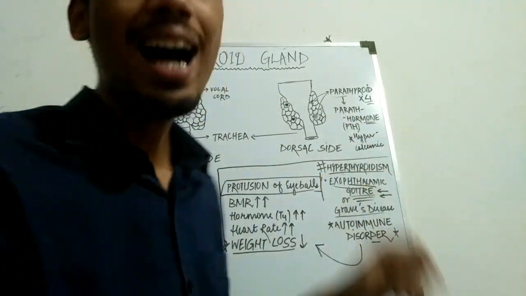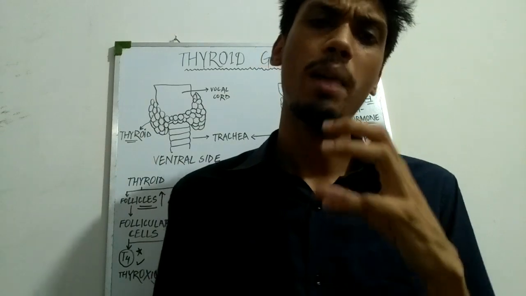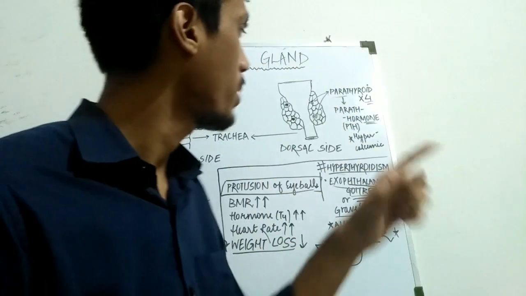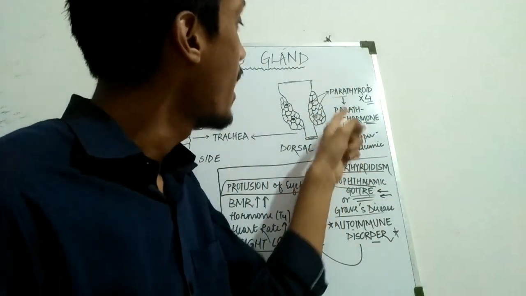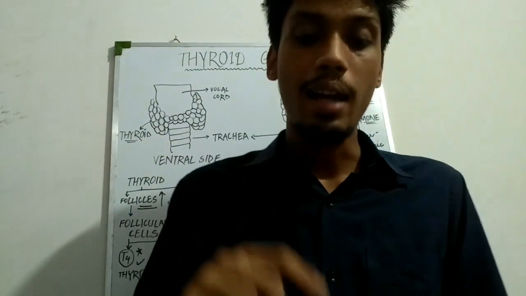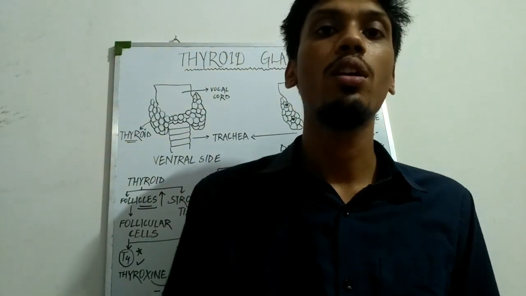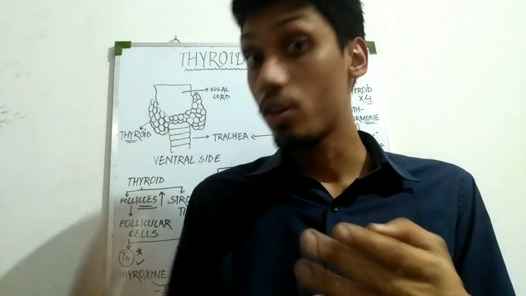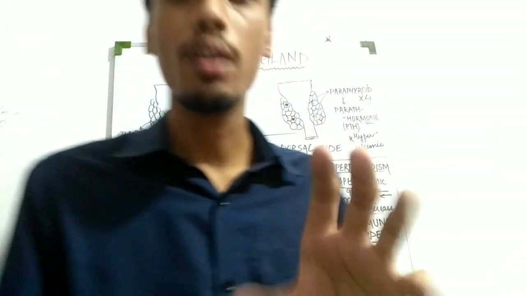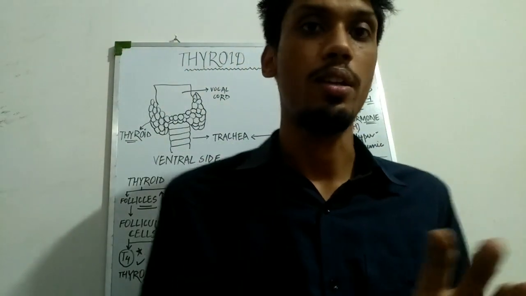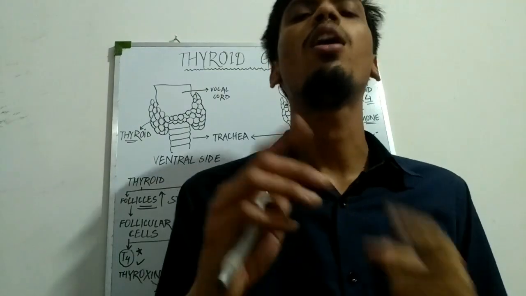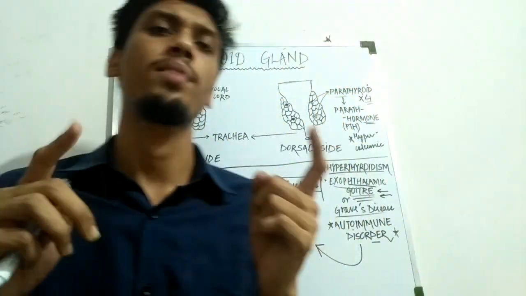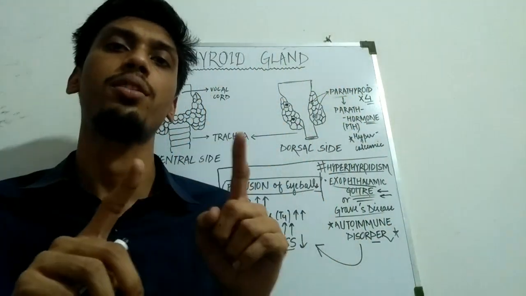parathormone. Why I am discussing a bit about the parathyroid gland is because it releases this hormone, and this hormone acts antagonistic to the hormone which parafollicular cells were secreting. Antagonistic to thyrocalcitonin. Antagonistic means opposite in function. Different functions, opposite functions.